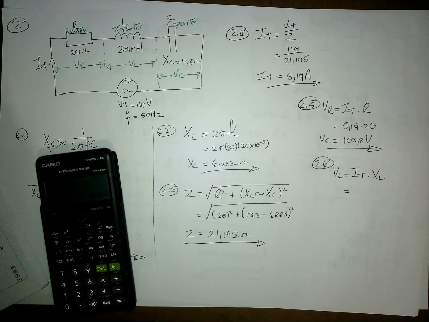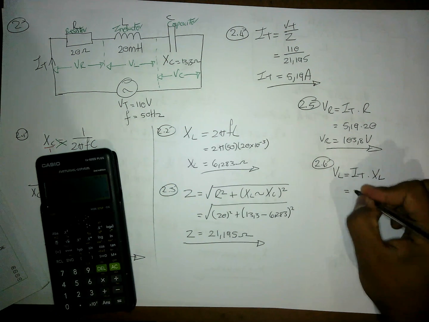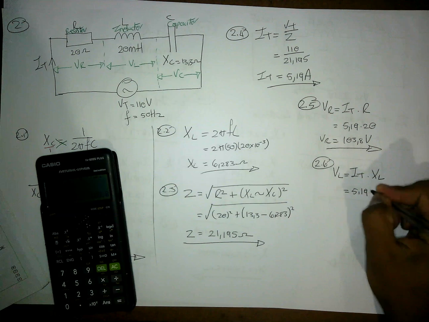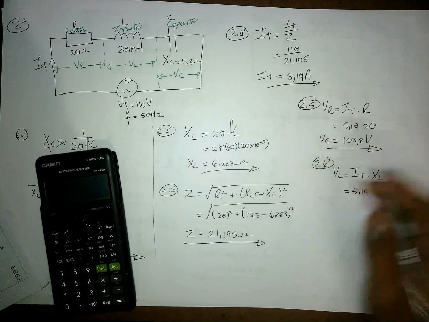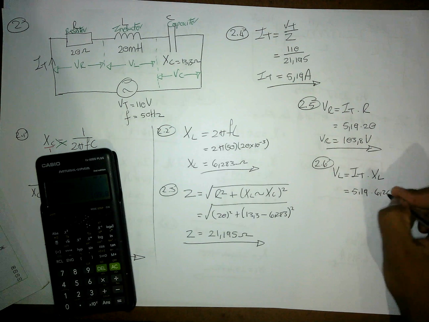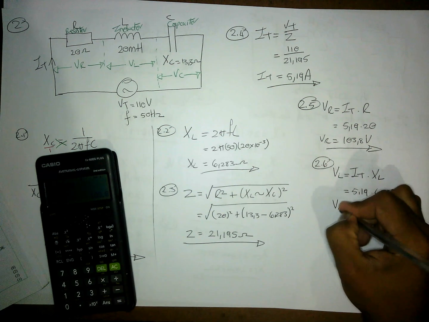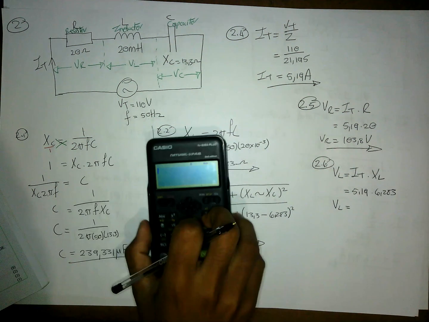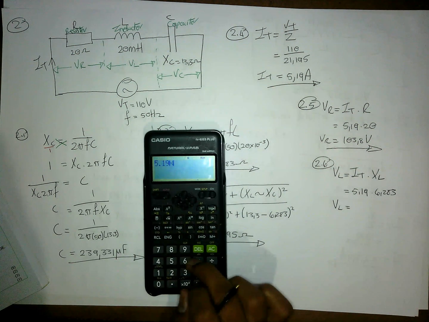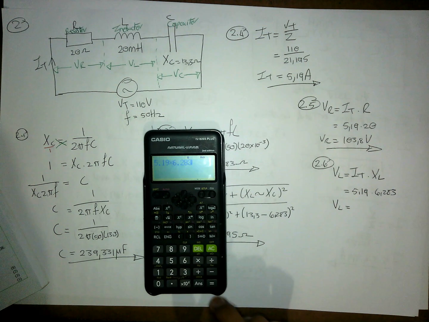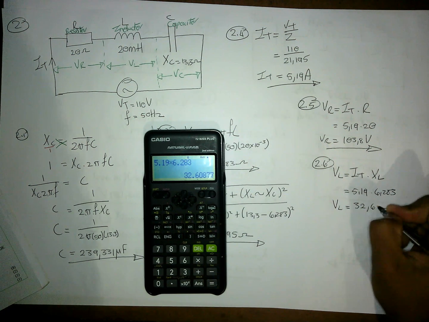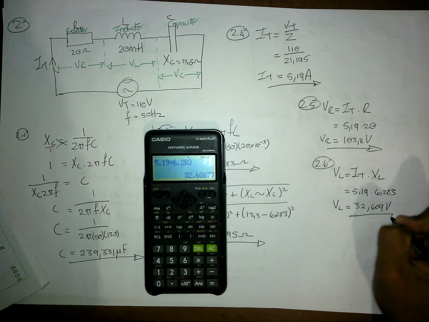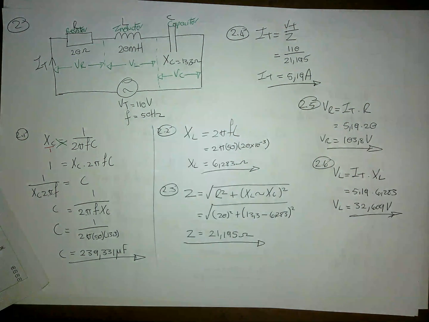So our IT is 5,19, our XL is 6,283. Equal to 32,609 volts. Okay.